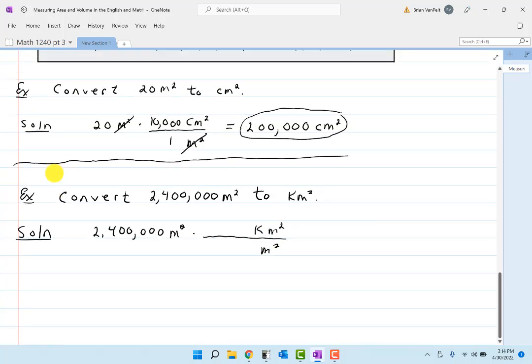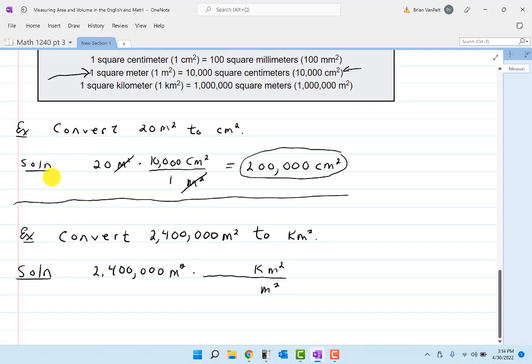Let's take a look at that table. It looks like we do have what we're looking for here this time. 1 square kilometer is equal to 1 million square meters. So I can wipe out my square meters. And this division, I'm actually able to do it in my head. If I have 2.4 million divided by 1 million, that's 2.4.